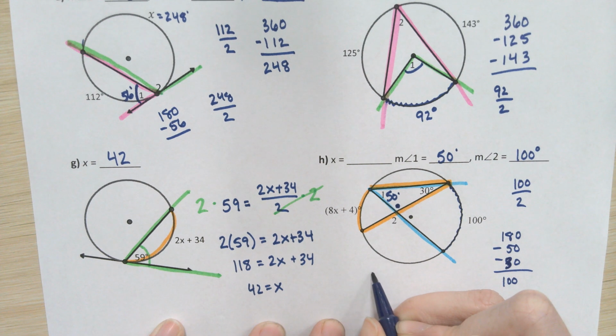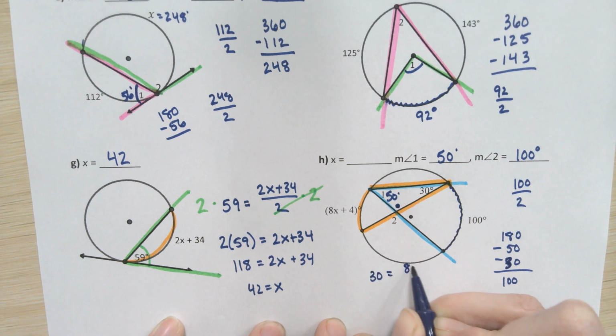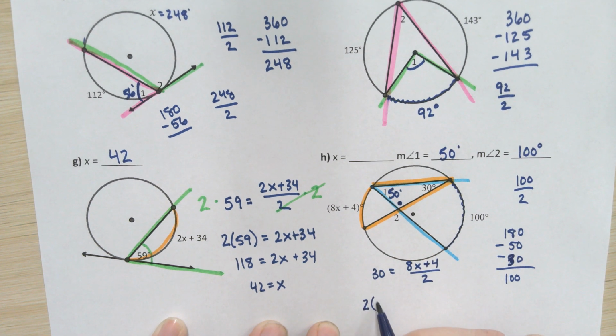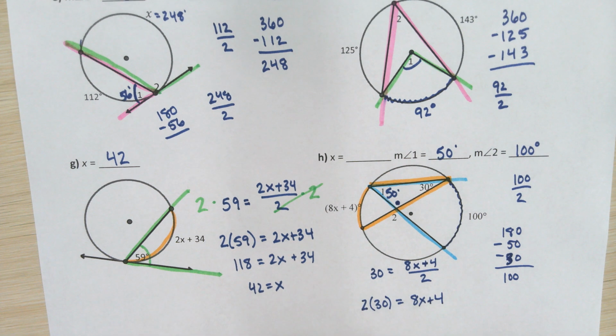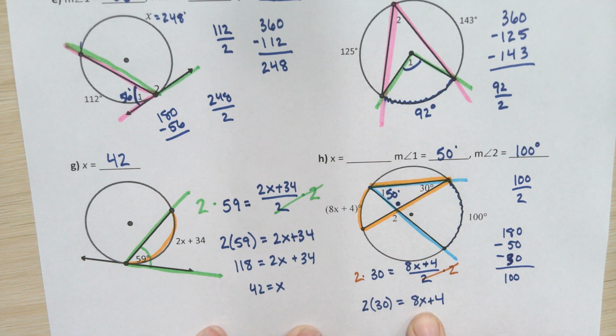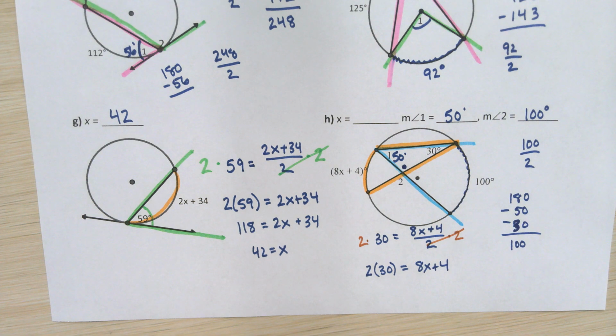Again, I can say that the angle equals the arc divided by 2, or I can say 2 times the angle equals the arc. And remember, if I started to solve this first version of the equation, it would lead me to the second version of the equation anyway.